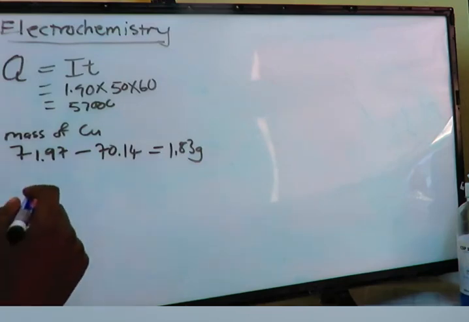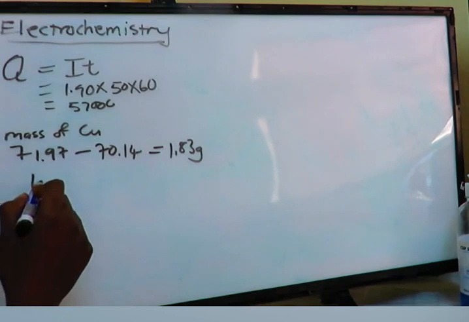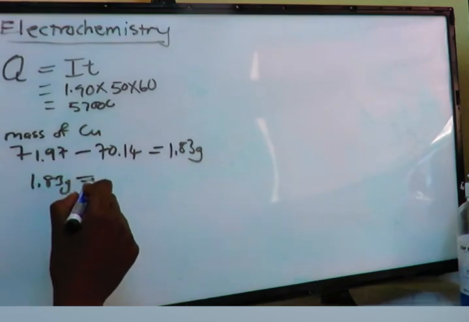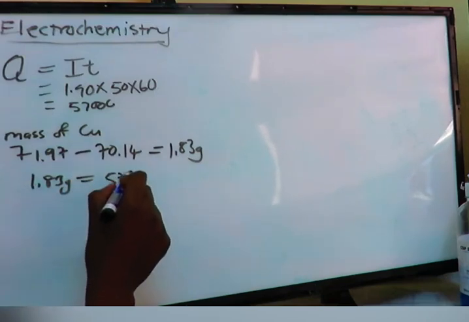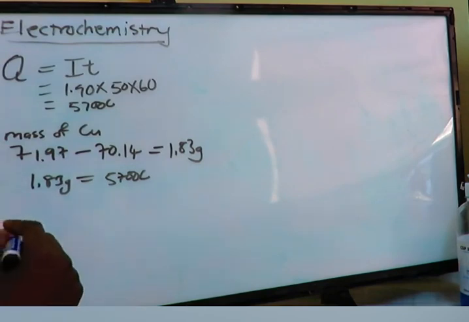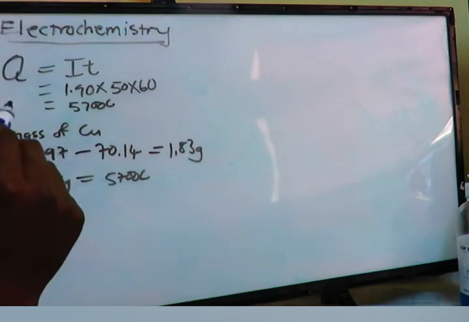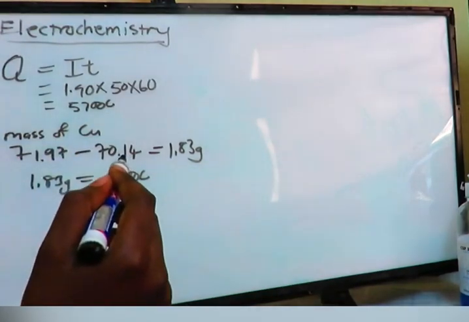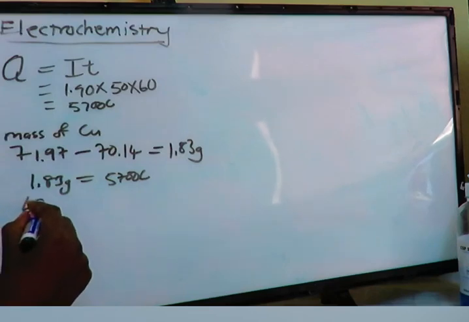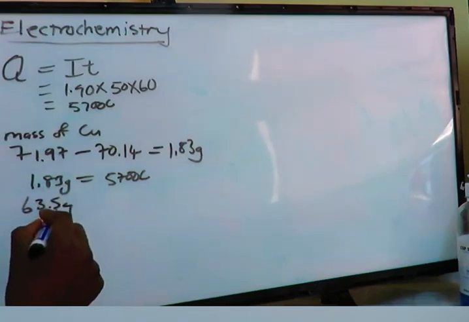So we can create an equation there and say, in order to deposit 1.83 grams of copper, you require 5,700 coulombs. So this is what our experiment showed us. It's an experimental fact. So we can then infer from this, how about if you want to deposit 1 mole of copper, how much charge do you require? So 1 mole of copper is, if you check with your periodic table, 63.5 grams.